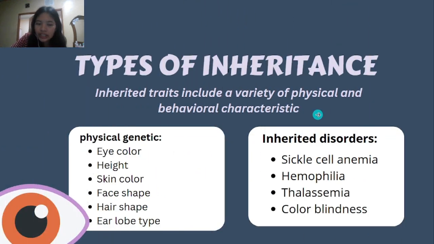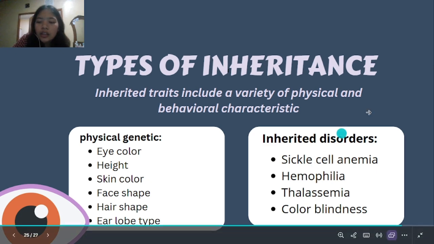Types of inheritance. Inherited traits include a variety of physical and behavioral characteristics. Physical genetic traits: there are six that I chose in this presentation. The first one is eye color, the second one is age, the third one is skin color, the fourth one is face shape, the fifth one is hair shape, and the sixth one is earlobe type.